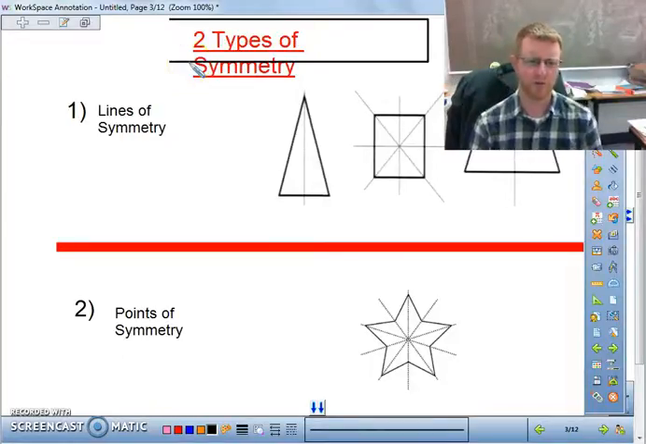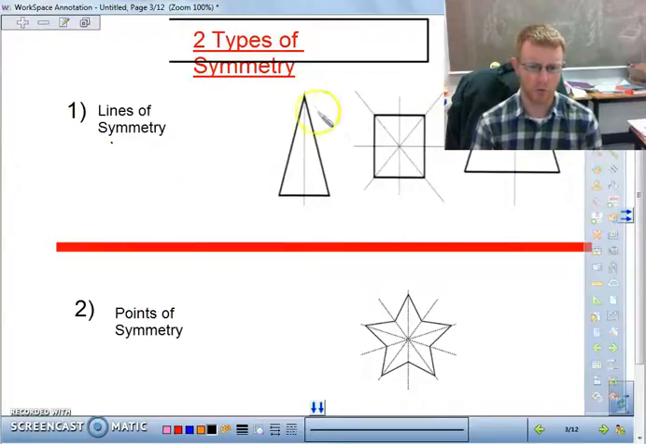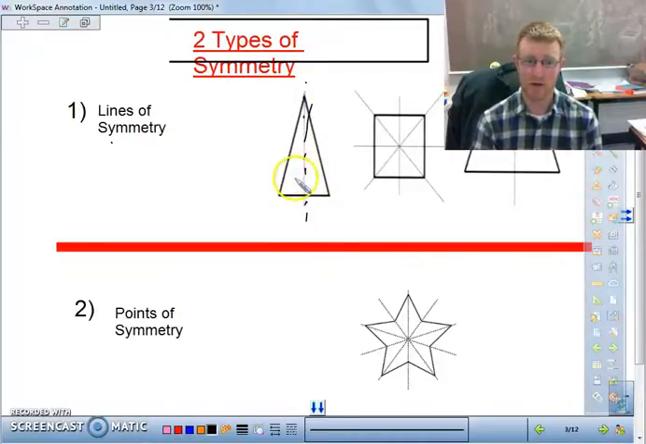We have two types of symmetry. We have lines of symmetry, and you can see from the pictures that you have here and on your notes, a line of symmetry is basically taking an object and cutting it directly in half. So this line of symmetry right here, if you were to fold the triangle over on itself, it's the exact same object. Over on the square, same thing. You fold it over the diagonals, it's the same thing, and if you go through the middle of it, it's the exact same thing.